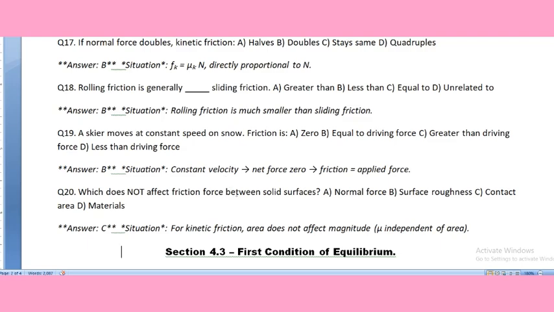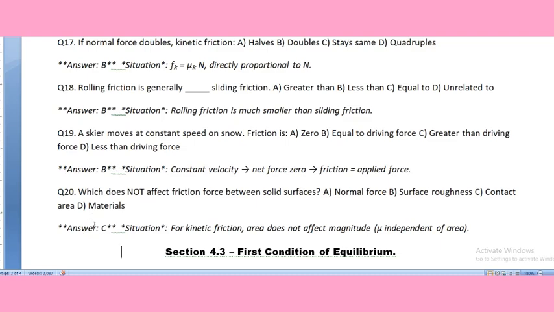The next question, question number 20. Which does not affect the friction force between sliding surfaces? Choice A, normal force; choice B, surface roughness; choice C, contact area; choice D, materials.